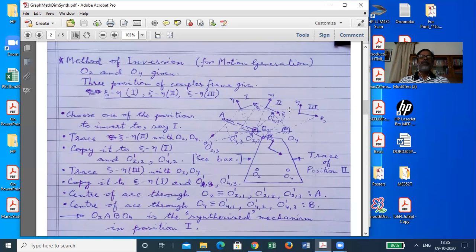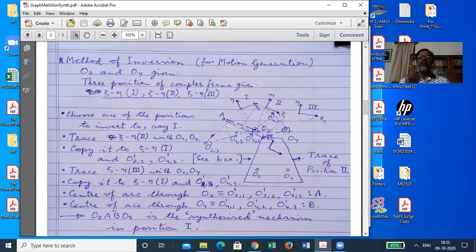Then what you do, choose one of the positions where you will bring the other two positions. Okay, so you can choose 1, 2, 3, whichever one. So suppose we choose 1. So choose one of the positions of the coupler of the body to be guided, this frame. Okay, say 1.